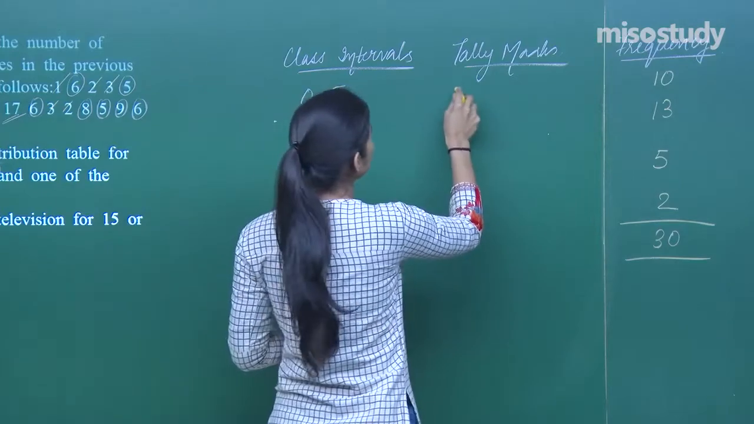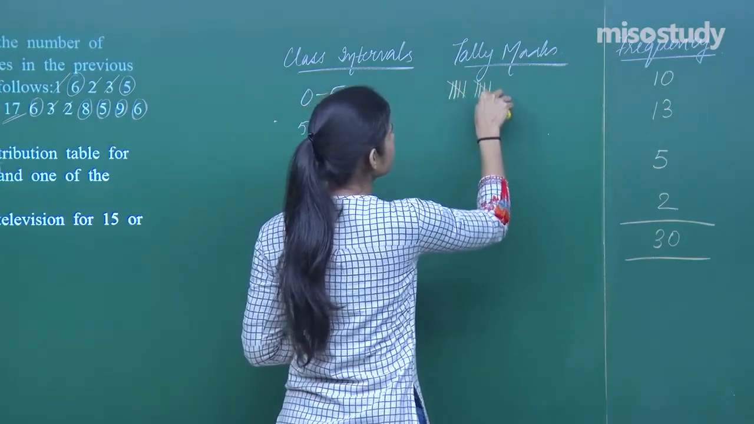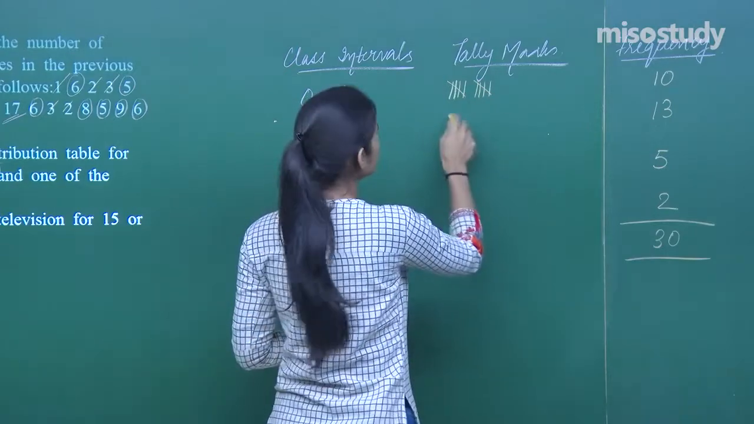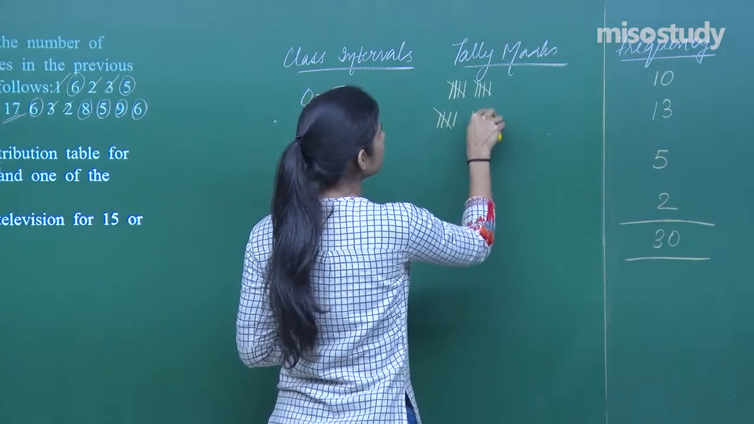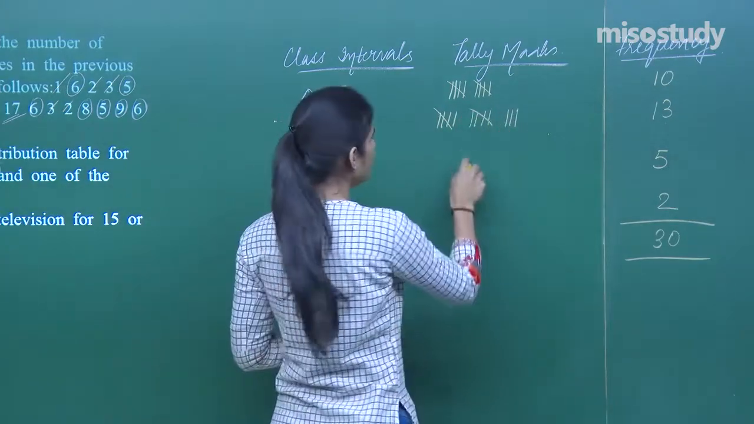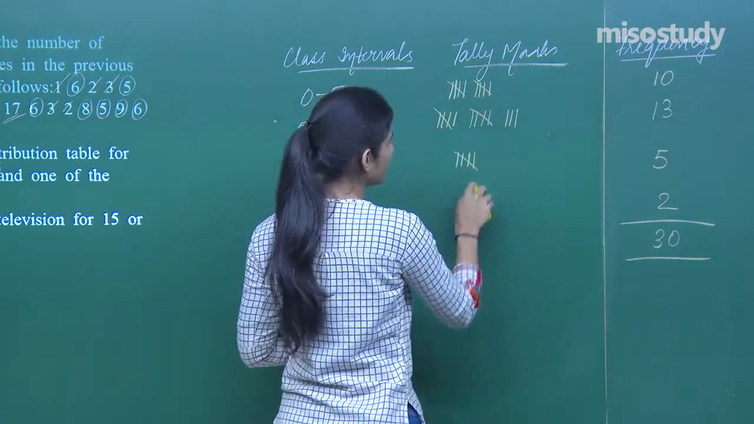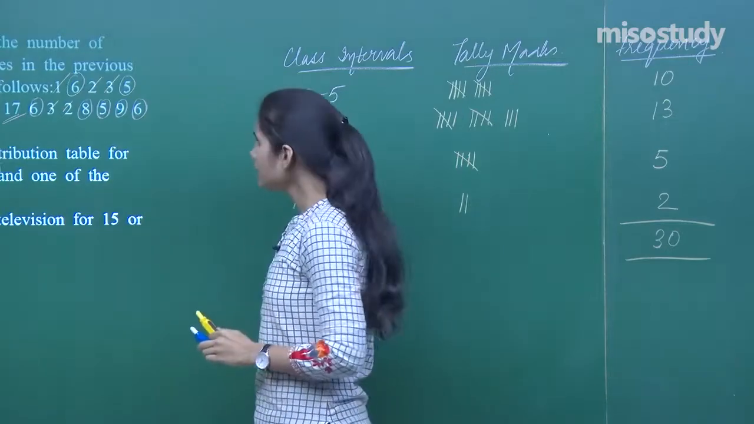Let's just draw the tally marks. For 10: 1, 2, 3, 4, 5, 6, 7, 8, 9, 10. Right? 13, how will you write 13? 1, 2, 3, 4, 5, 6, 7, 8, 9, 10, 11, 12, 13. Then 5: 1, 2, 3, 4, 5, and then 2. Clear? Let's move to the next question.